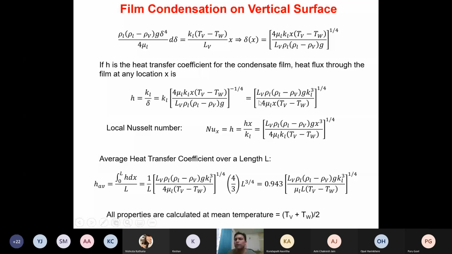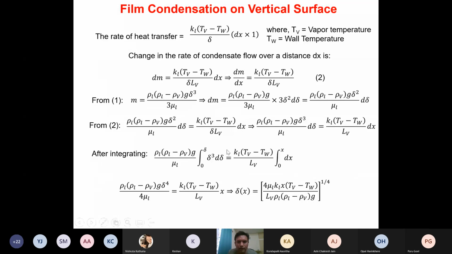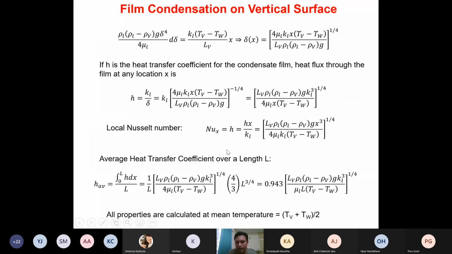Again, from this we can find out Nusselt number. Again, this is the local Nusselt number. That is why it is given NUX. This is given as HX by KL. HX by KL. So this is what we have obtained here, isn't it? So LV (rho L minus rho V) G x cube divided by 4 mu L KL (TV minus TW) raised to the power 1 by 4. This is going to be the Nusselt number, local Nusselt number. Now again, see, remember up till now we have only found out the local thickness of the film, local heat transfer coefficient HX, and local Nusselt number, isn't it?